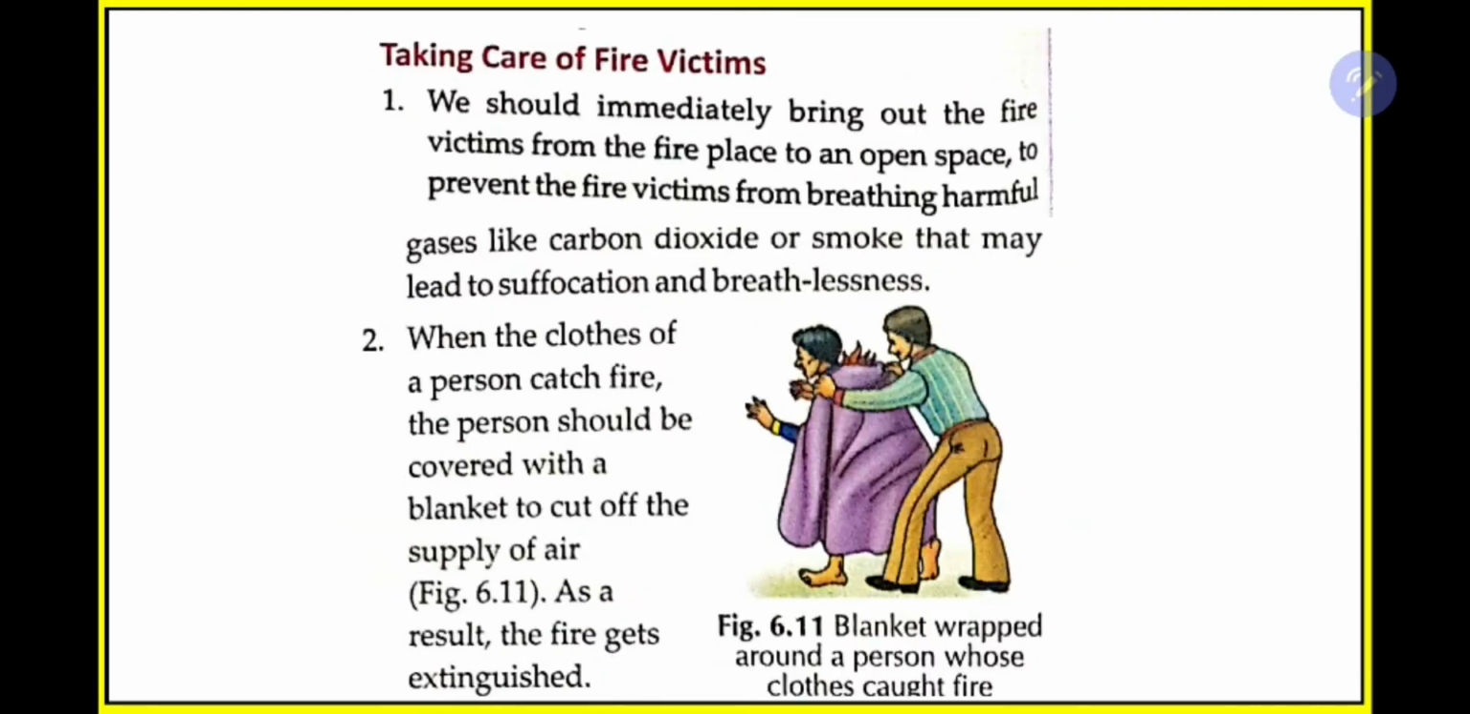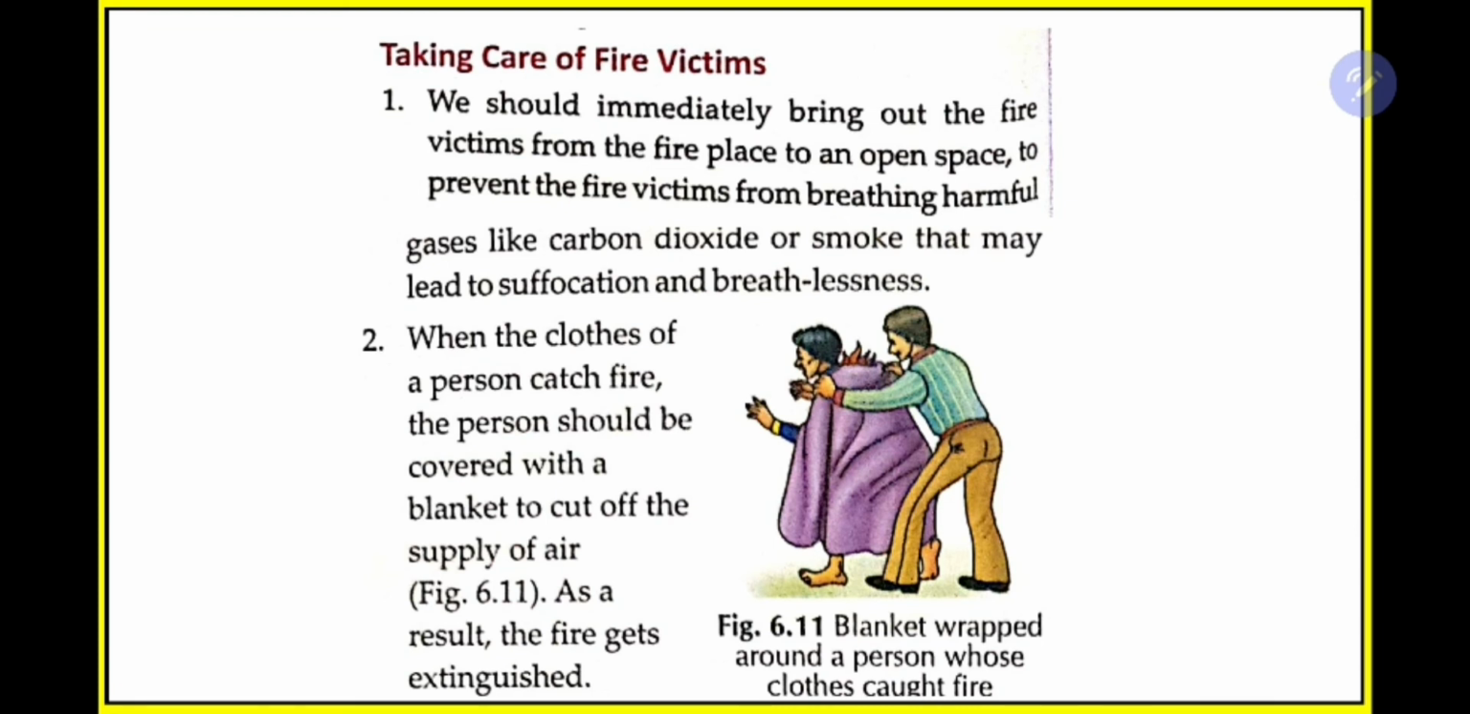Moving to the last point, taking care of fire victims. If there is any fire, you not only save the house or the place, you will also save the persons or the livestock present there. Like if in a home there is a fire, you will first save the human presence there, then the animals such as cow, dog, these domestic animals or the birds, whatever is there. You will try to save all lives, then you will save the goods, right?